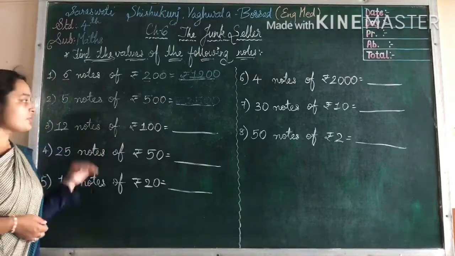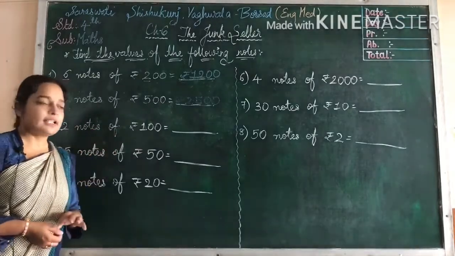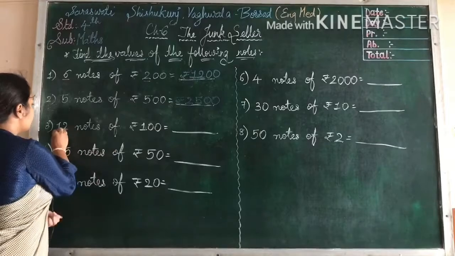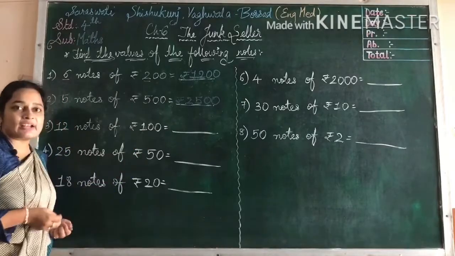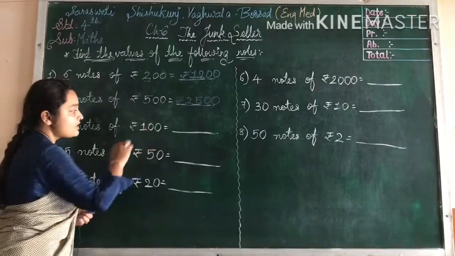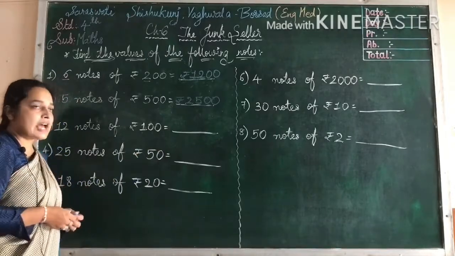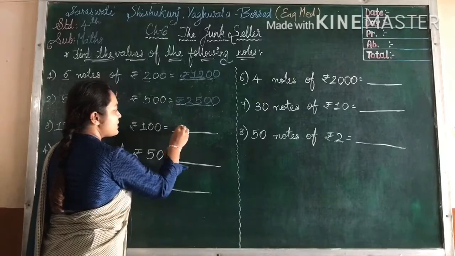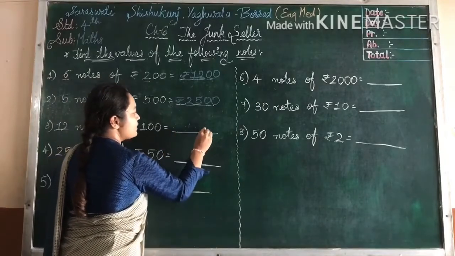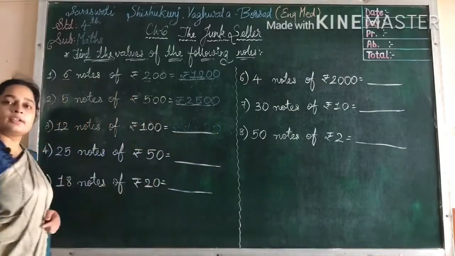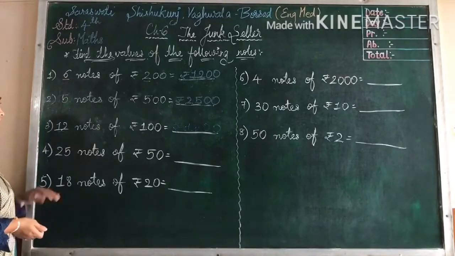The third question is 12 notes of rupees 100. We need to multiply 12 with 1. So 12 ones are 12, but 2 zeros are there with the 100, so 1200 is your answer. So the answer is rupees 1200. Clear?